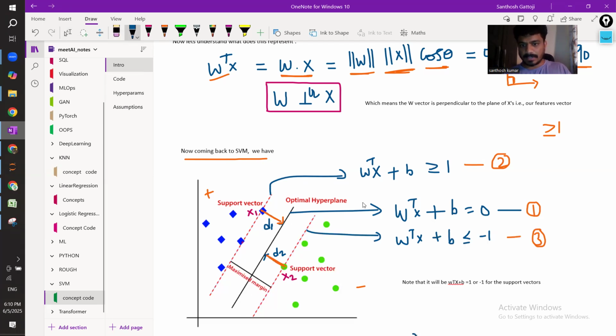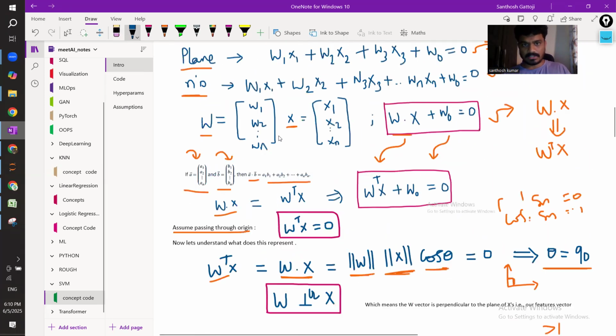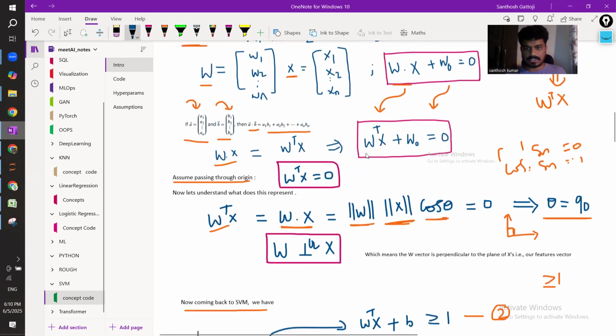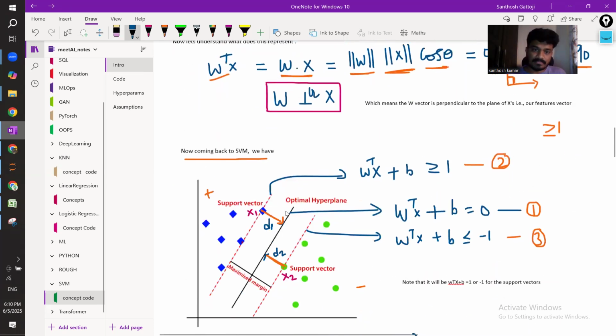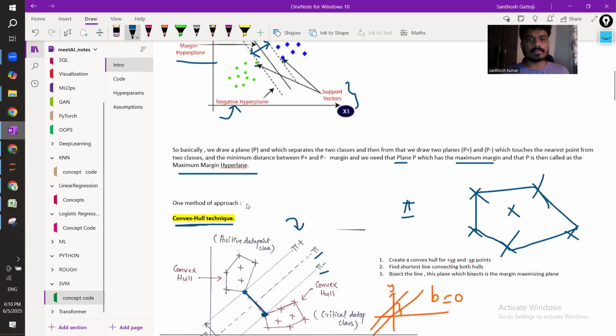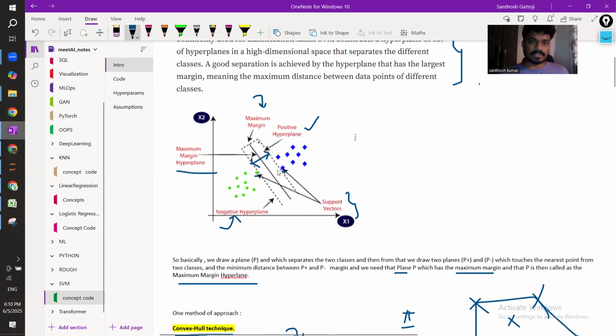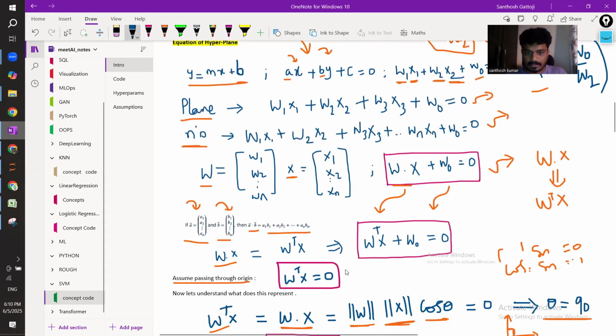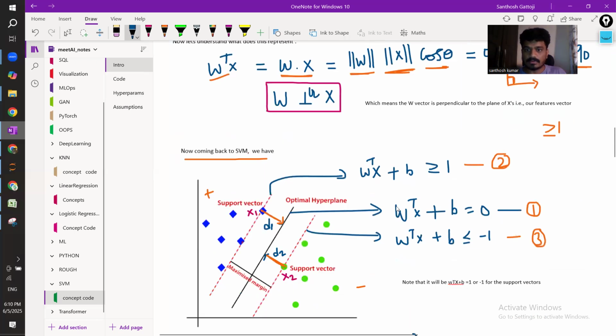So everything we started understanding: the basic equation of the plane. This is the general equation of the plane, W transpose X plus b. So that's the reason you asked, right? Instead of calculating these two planes, why are we calculating one plane? The reason is this. We understood the equation of the plane, and from this plane, we got these two planes. I'm saying this is 1 and this is minus 1.